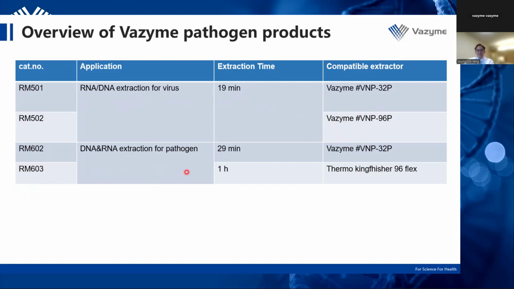And RM602 works with Vazyme's extractor and takes 29 minutes. While RM603 is compatible with the Thermo KingFisher 96 Flex and has a runtime of 1 hour.